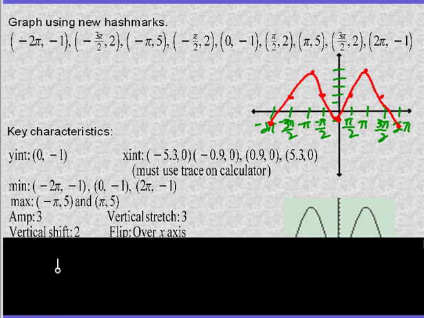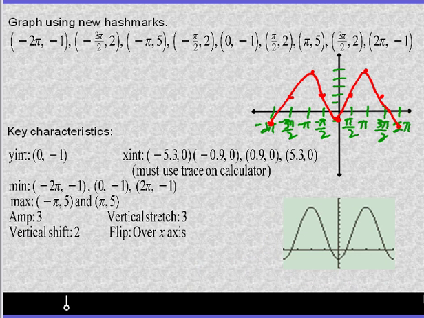All right, and then we're going to find the same things as before. Y-int, well, we have it right here. Y-intercept is at 0, -1. X-int, again, I had to use my graphing calculator, and we're going to have 4 of them, here, here, here, and here, and this is where I found them approximately. Minimum values are when y is -1. I have 3 minimums. Max is when y is 5. Amplitude 3, vertical stretch, vertical shift, and I would like you to say either +2 or up 2, so I know that you understand the direction. And then we do have a flip over the x-axis.